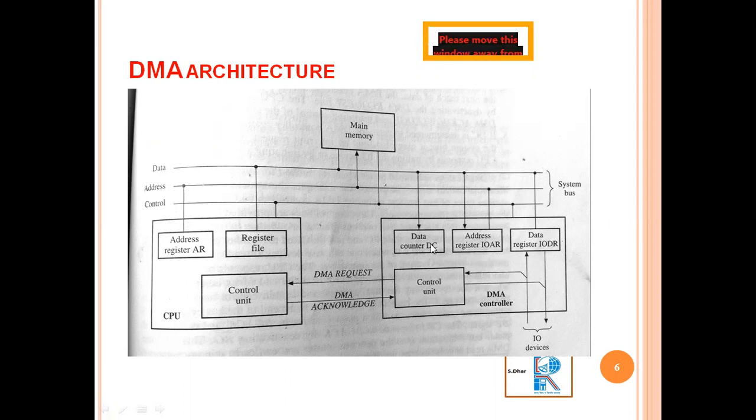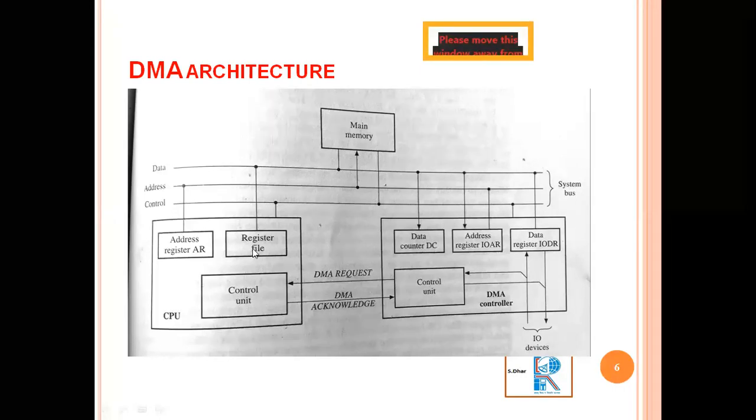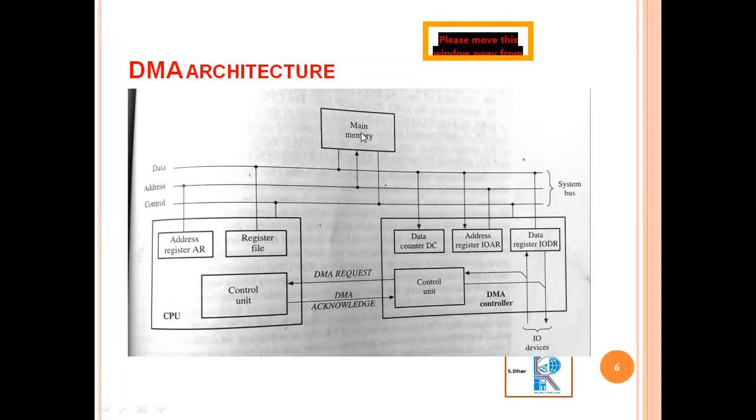So when there is a requirement of data transfer, the CPU first puts this information here: the total number of data required to transfer, and the address. Then the control signal will give the DMA request. That means it will request the CPU, please grant me the bus, that means please leave the bus, so I can use this bus to transfer the data from this IO register to the memory, because the CPU is actually using this bus for transferring data from memory to the register file.